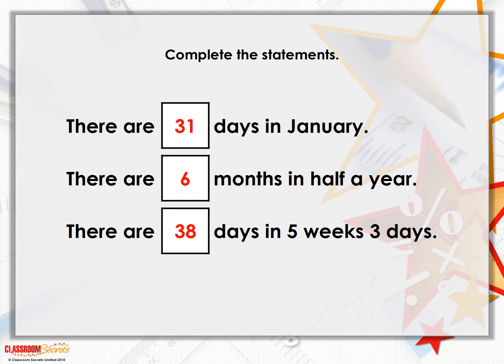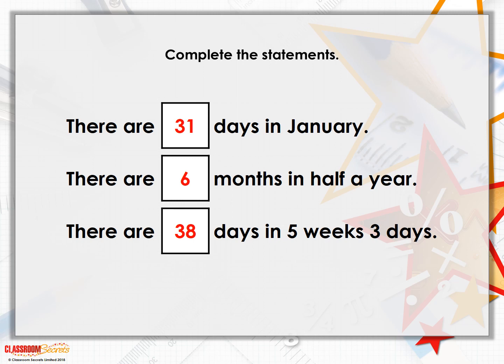So here are the answers. So remembering the song, there are 31 days in January, 30 days in September, April, June and November. All the rest have 31 apart from February. Okay. How many months are in half of a year? We know there are 12 months in a full year, so half of 12 is 6.